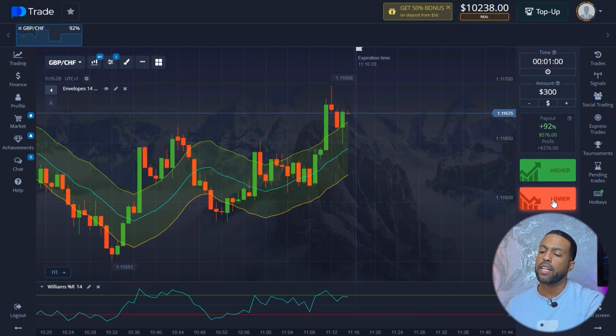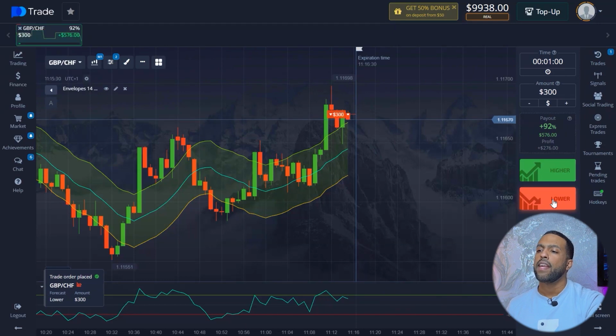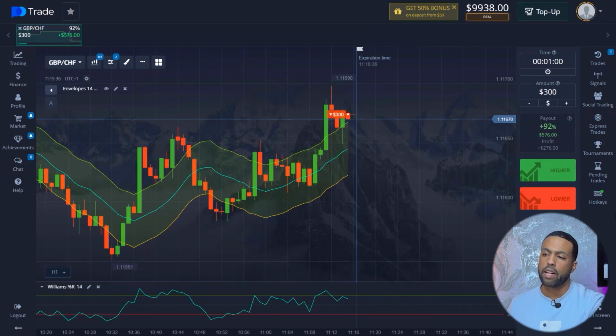And I made a down trade for $300 for 1 minute. And the price is in no hurry to continue moving up despite the upward movement of the candle. And the Williams indicator line took a horizontal position, thereby giving me a signal about a possible downward price movement. So let's see how our trade is going to close.